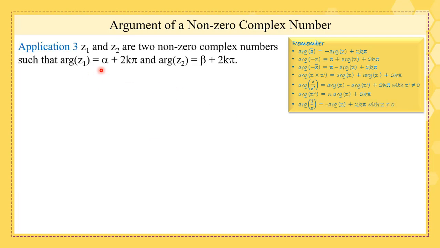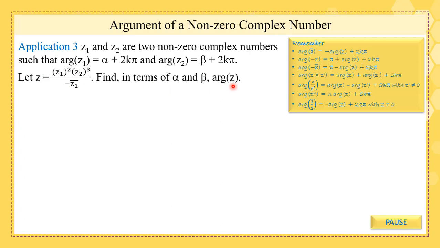Okay, argument of z1 is alpha, argument of z2 is beta. Z is this ratio, find in terms of alpha and beta argument of z. Try to do it alone and pay attention.